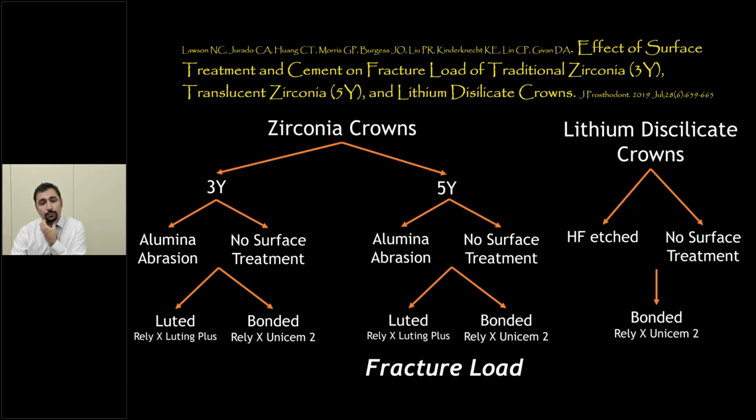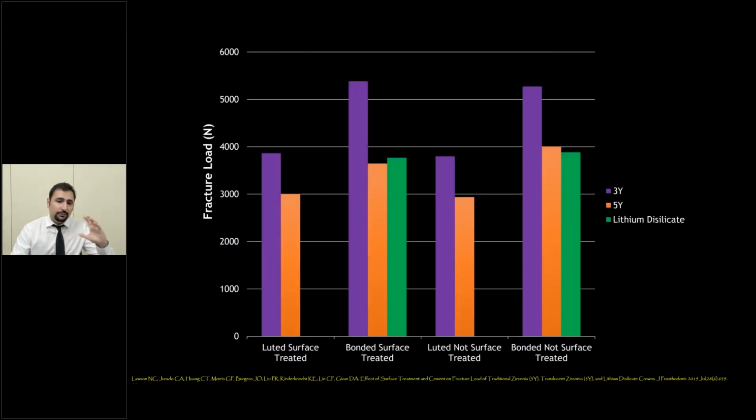So this is what they observed. When we move from the left to right, we can see that the 3Y crowns that were bonded have higher fracture load than the first column that were luted. So they found the same results.